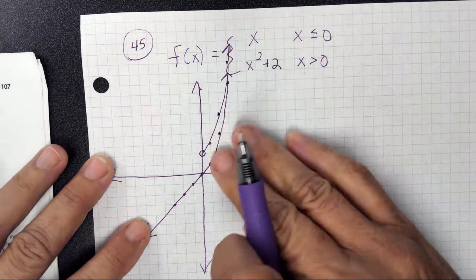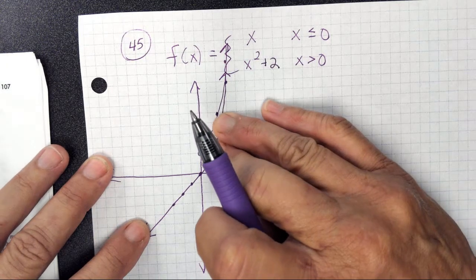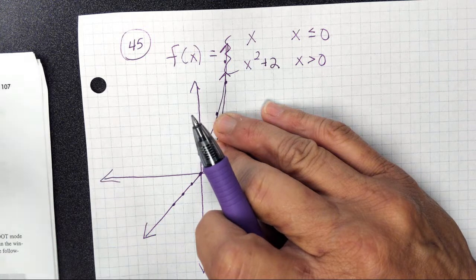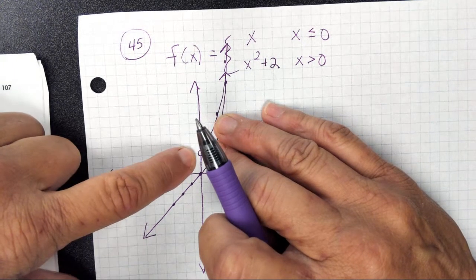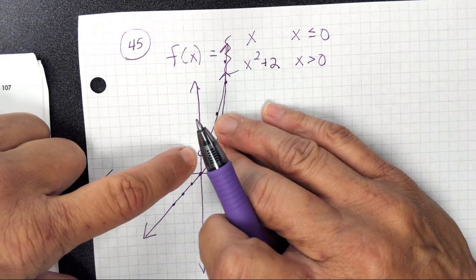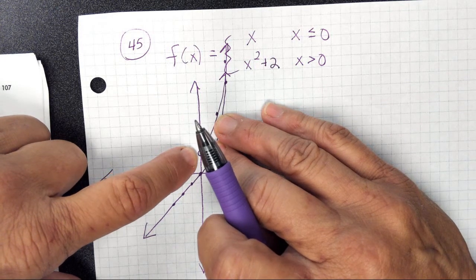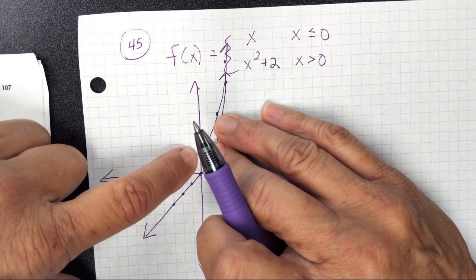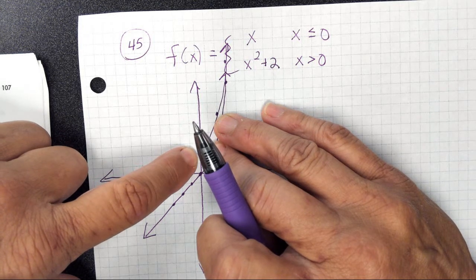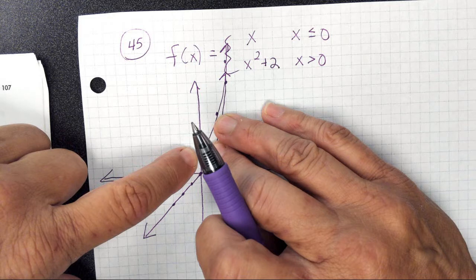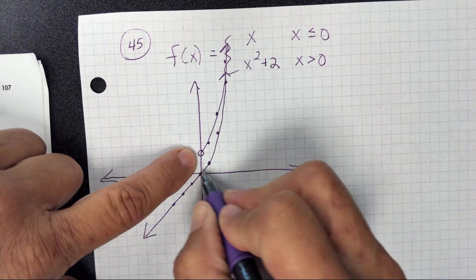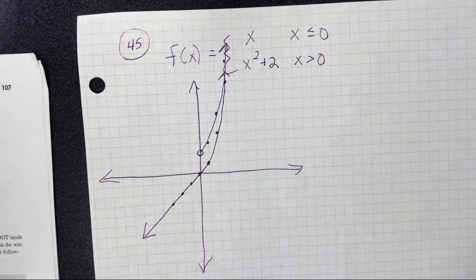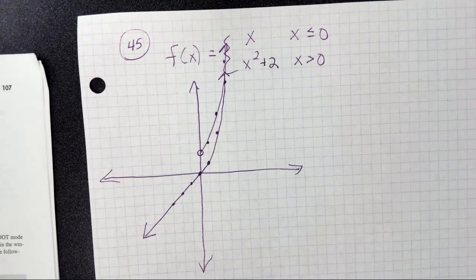So that would be missing, and it would look like that, which would make that graph discontinuous. And because that's a hole, it is a removable point of discontinuity. An asymptote is non-removable, but a point is a removable point of discontinuity. Okay? But when you have closed and open on the same place, it stays closed. It stays closed. Okay?